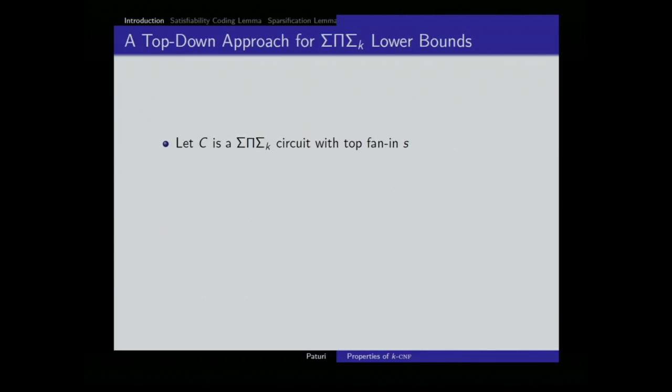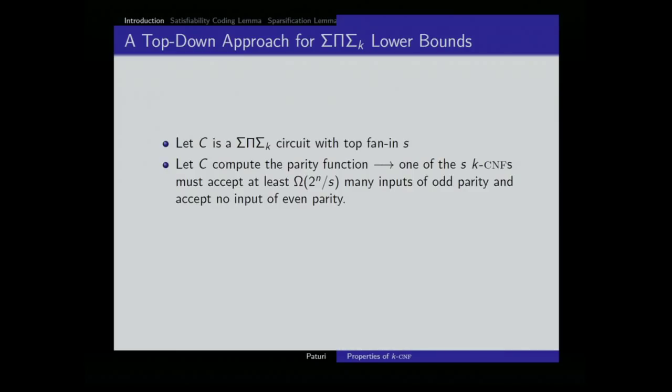Let me now quickly show you the connection between KCNF properties and lower bounds. This is inspired by the top-down approach of Mahajan and Powell, where they try to improve the parity lower bounds by using a top-down approach, and we use a somewhat similar approach. Let's take a sigma pi sigma k circuit with a top fan-in S. Let's focus on the parity function for now, and assume this circuit computes the parity function.